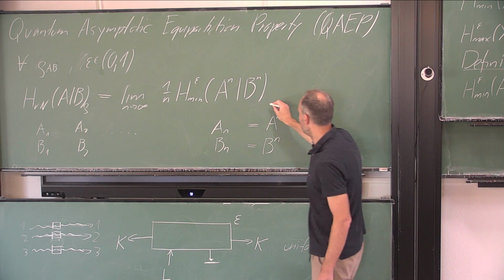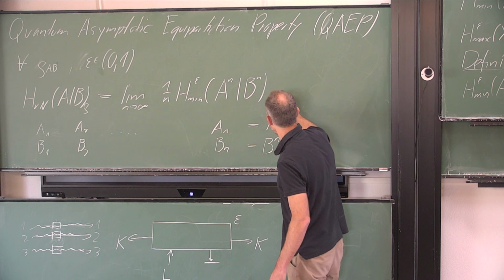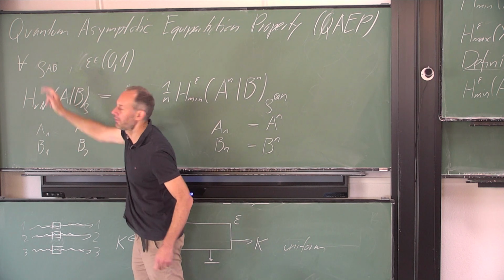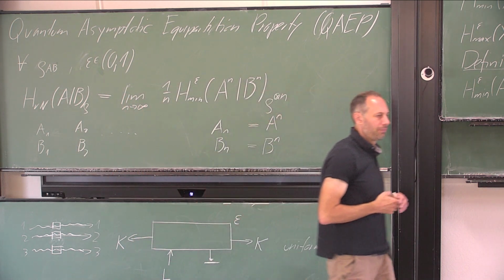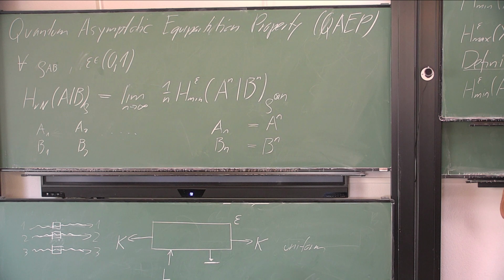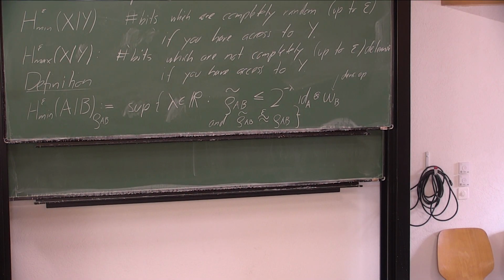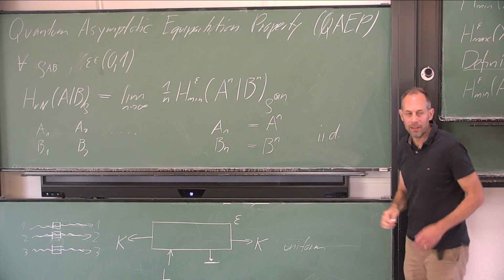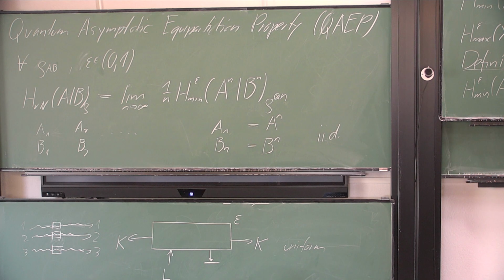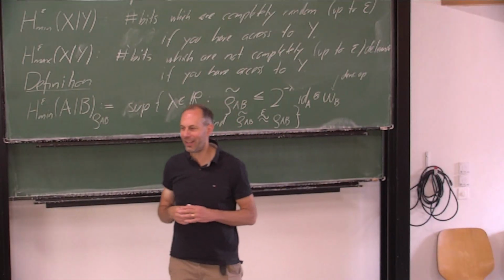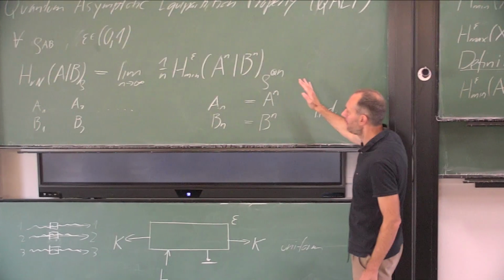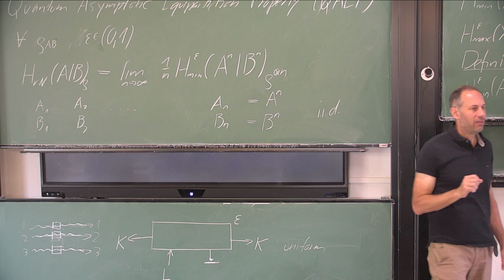Then I assume that all these systems are in an n-fold product state, which means they're all independently prepared in the state rho AB. That's what is sometimes called the IID situation. IID stands for, I think this comes from classical probability theory, independent and identically distributed. Or actually I don't know the order of the I's. Okay.